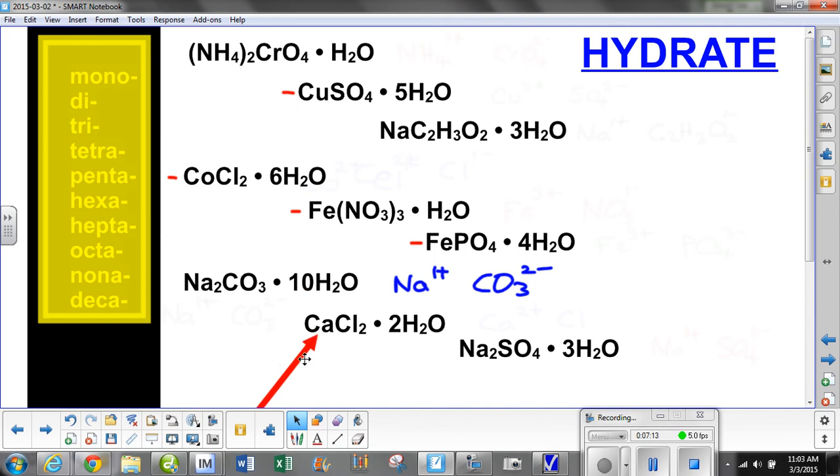And down here, let's clear that out. Down here we have calcium chloride, and we don't have to put in any of those funny names with the Roman numerals or anything, because calcium is always a 2+, and again down here sodium will also be a 1+. So let's just name these off and be done with it. Calcium chloride dihydrate, sodium sulfate trihydrate.